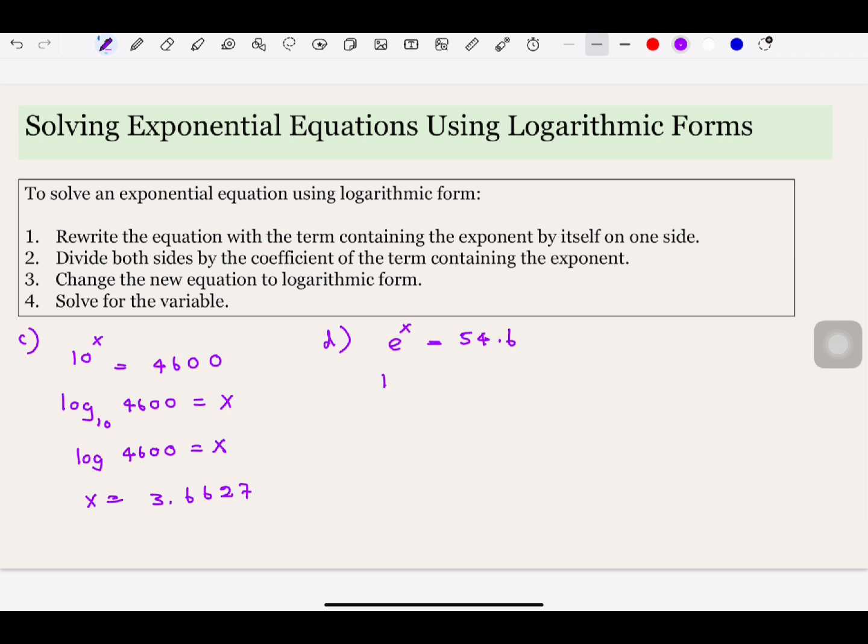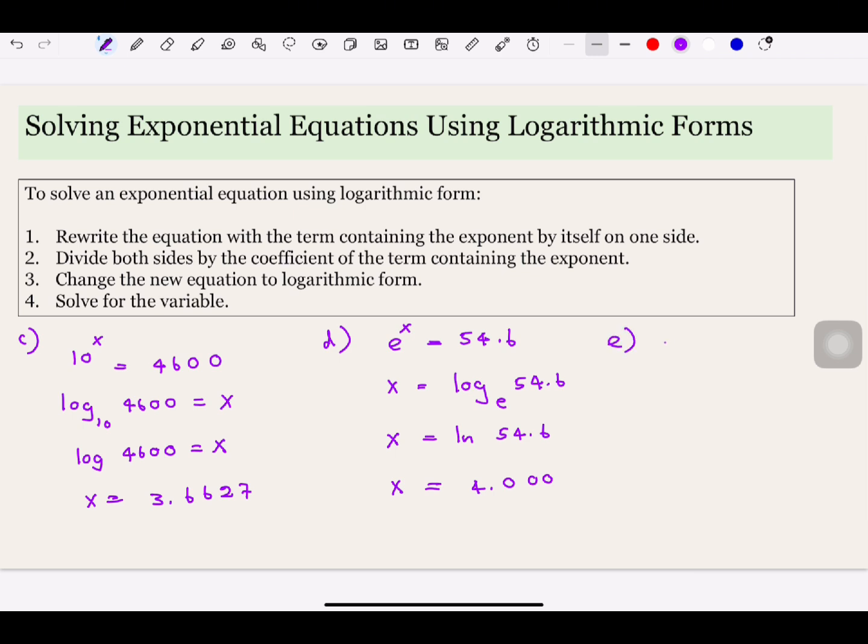So here x is equal to log base e of 54.6. The logarithm with base e is the natural logarithm, so ln 54.6 is equal to x. Now you can use the calculator to evaluate the natural logarithm of 54.6. Once you get that, you'll get something like 4.000.